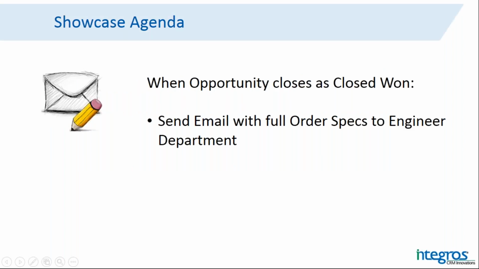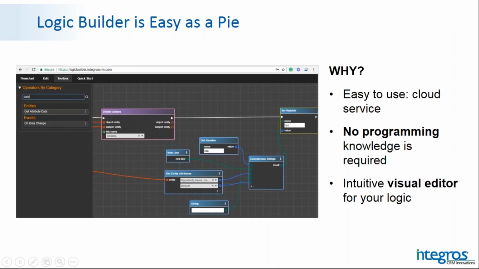Today's webcast challenge is to help business users, as usual, in their opportunity closing process. When an opportunity is closed, the detailed description should be sent to the engineering department with all necessary specifications. Sales managers are usually busy people, so they shouldn't worry about sending information every time an opportunity is closed. The system should help them and do it in the background.